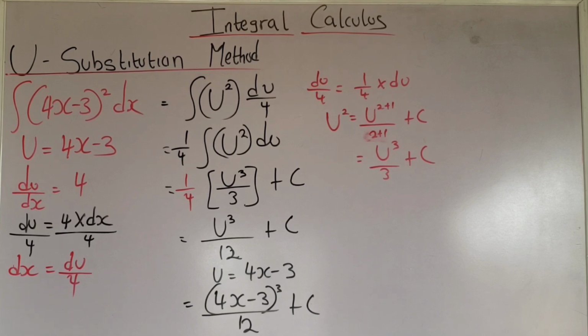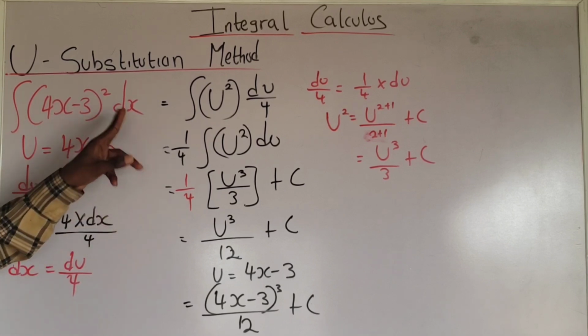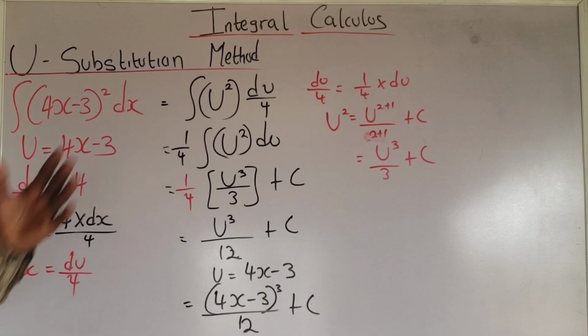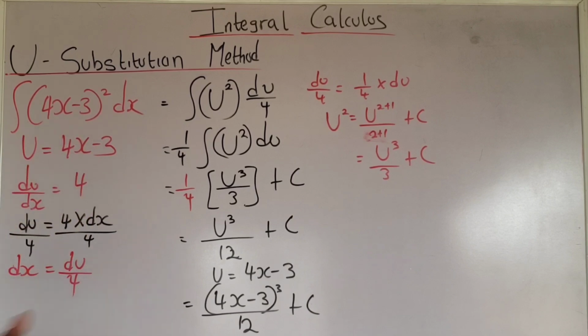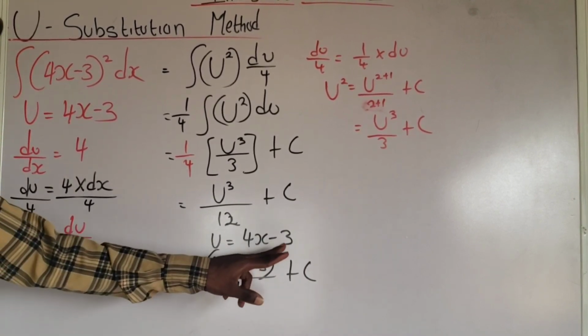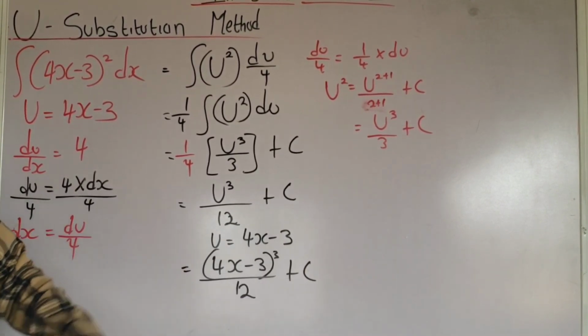Do you understand? Now, in solving this question using the substitution method, you have to set u equals to the function inside the bracket. Differentiate that function. Make dx the subject of the relation. Replace dx in the question. We have this. Replace u as the function. We have this. Then integrate the function. You understand? Then simplify. By so doing, you are done with the question. Okay? The final answer is (4x minus 3) to the power of 3 all over 12 plus c.